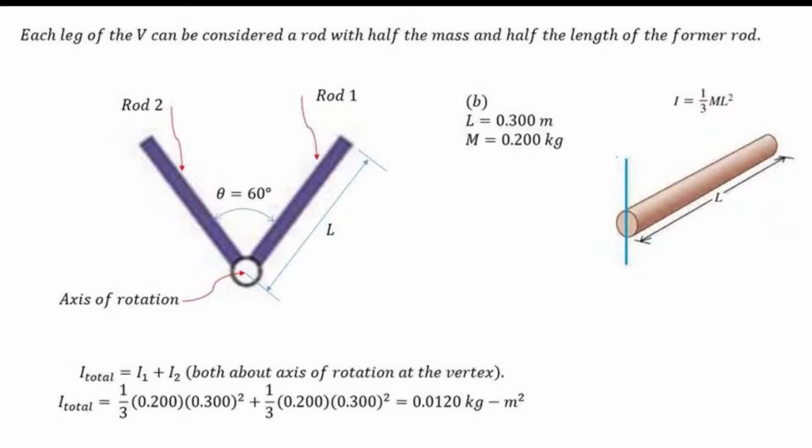In our second question, by bending the thin rod in half at a 60 degrees angle, we can consider that each leg of the V is half the mass and length of the original rod. Our new mass and length will be 0.200 kilograms and 0.300 meters for both rods. We can compute the moment of inertia of the two rods separately and add them up as our I total, which gives us the same moment of inertia as the original rod.